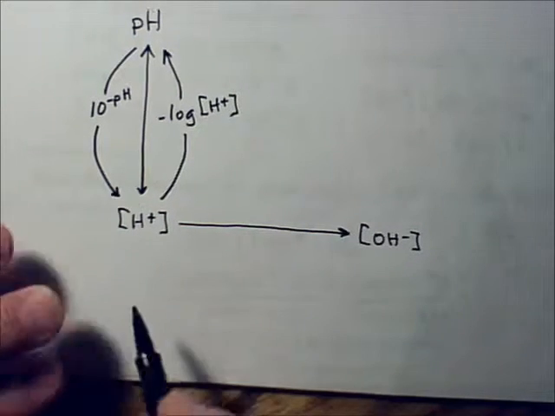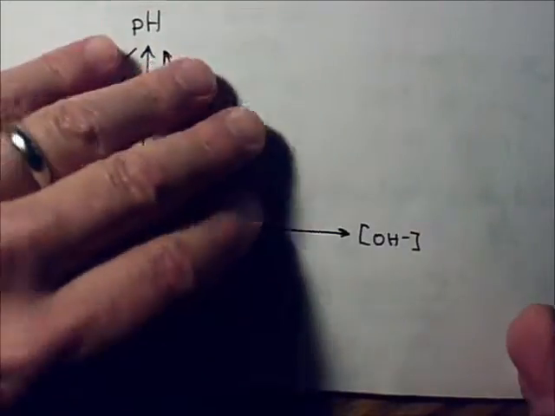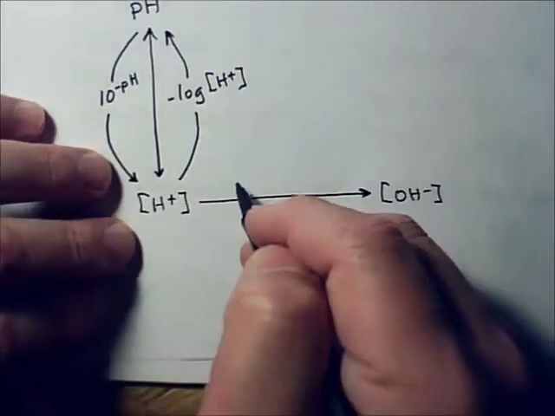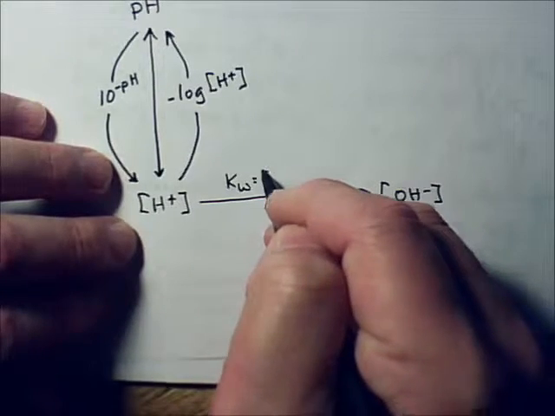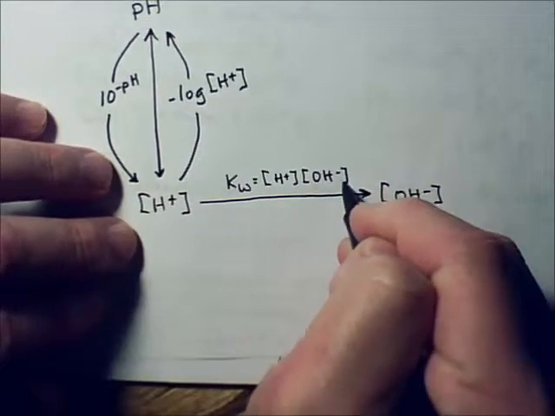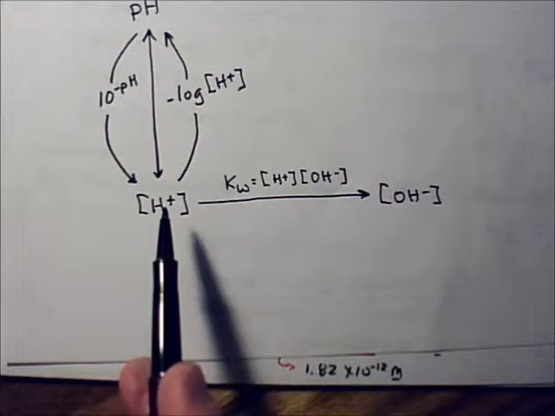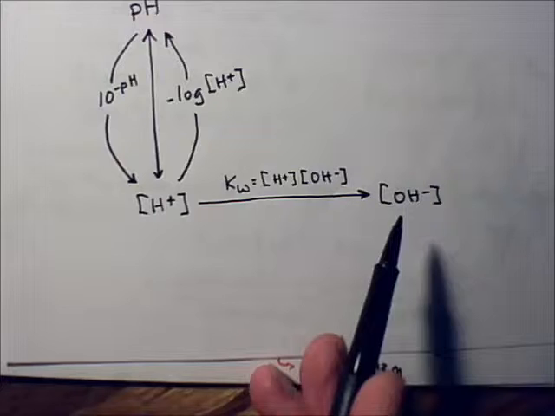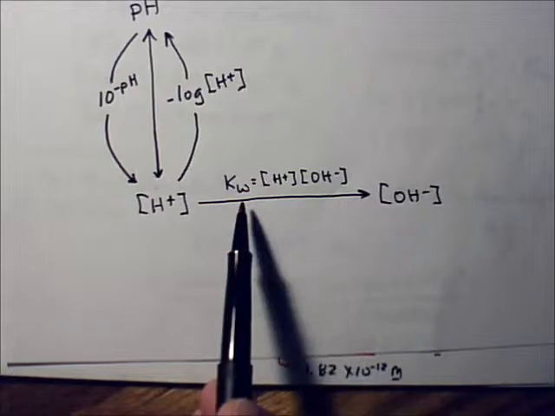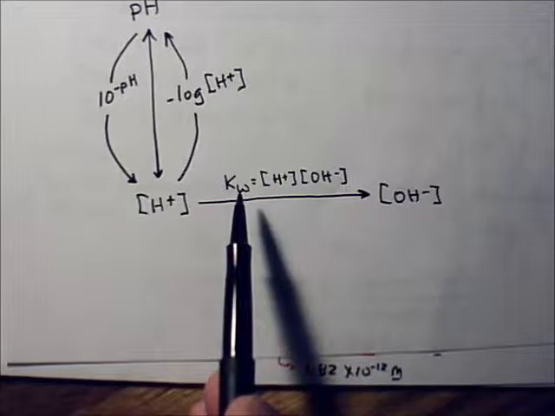We can now go from hydrogen ion to hydroxide ion concentration using what? There's the equation. That's what we use, right? Using the ionization constant of water. Okay? So if I know hydrogen ion concentration, I can find hydroxide. I can also find hydrogen ion concentration from hydroxide because Kw doesn't change. It's always there.